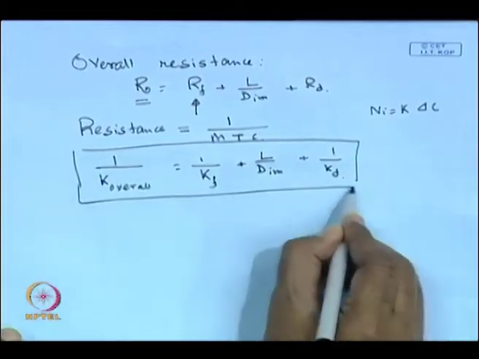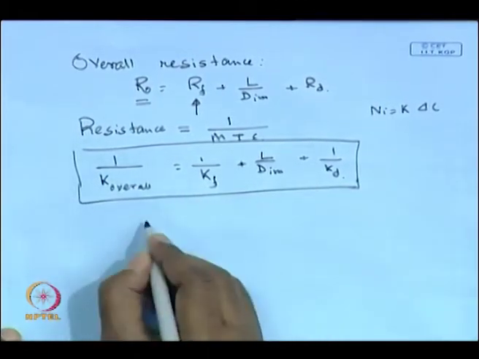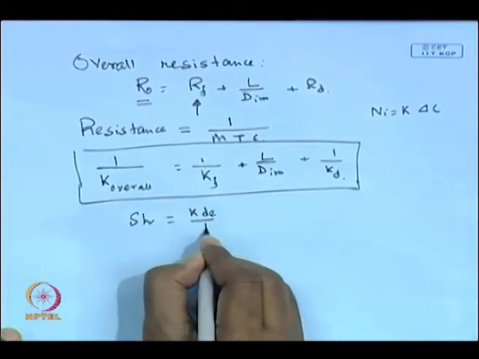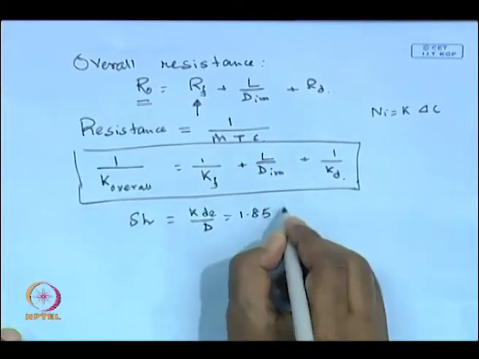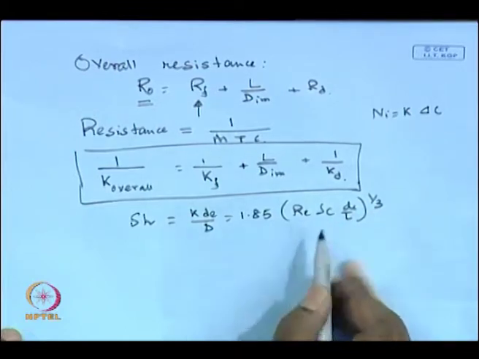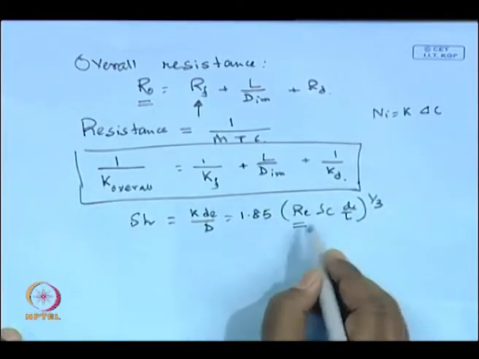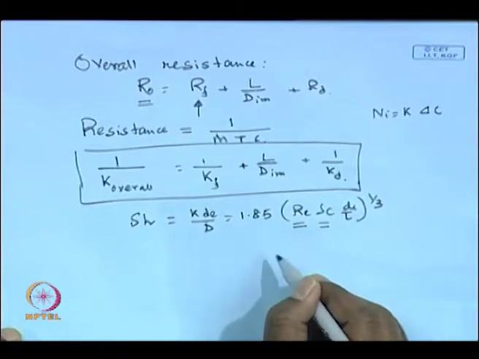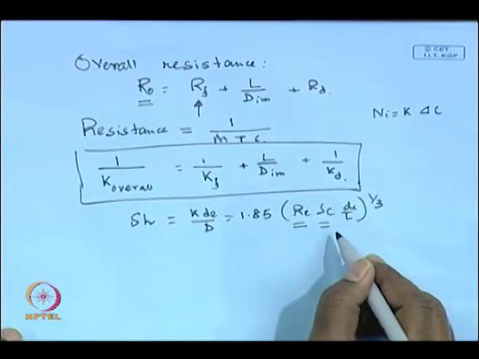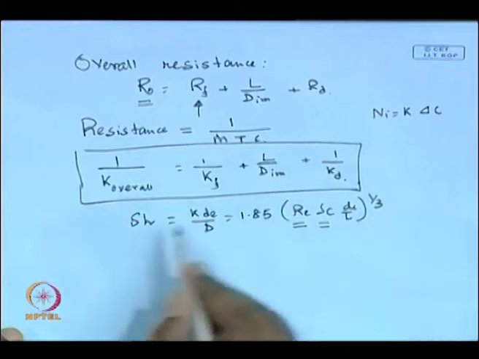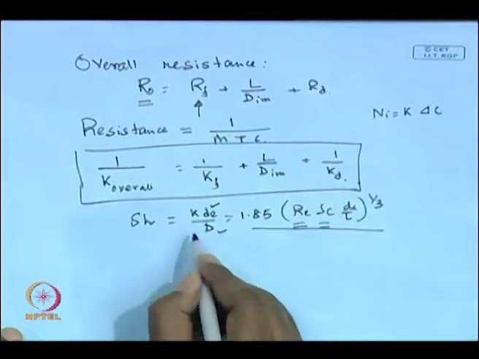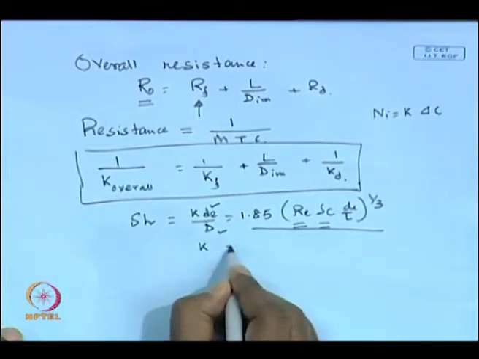That means, how will Kf be estimated? If it is a laminar flow, you can use the Sherwood number relation, k d_e over D equals 1.85 (Reynolds number times Schmidt number times d by L) raised to the power 1/3. So, you know the Reynolds number in the feed side, you know the properties. Therefore, you know the Schmidt number and you know the geometric dimensions of the channel where the flow is occurring, the equivalent diameter and the length. So, you can calculate the whole right hand side, you know the equivalent diameter, you know the solute diffusivity, and you will be in a position to estimate the mass transfer coefficient.